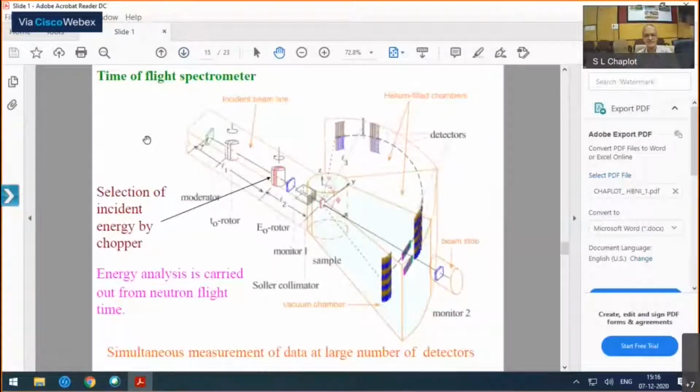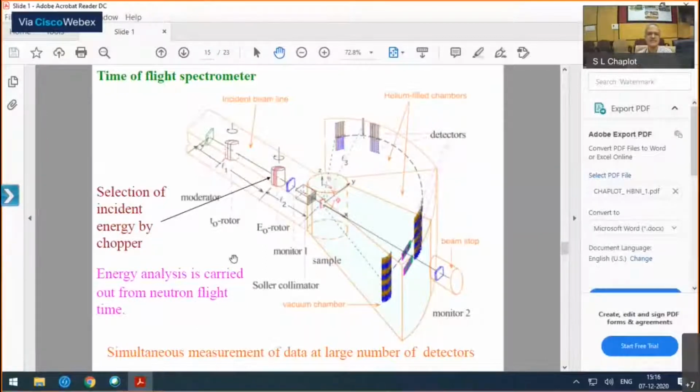Okay, this is the other technique, the neutron time-of-flight spectrometer. In fact, a long time back, we did have a time-of-flight spectrometer in another reactor, the CIRUS reactor in Trombay, which is now closed. But at the Dhruva reactor, a new time-of-flight spectrometer is being built. It's at an advanced stage.